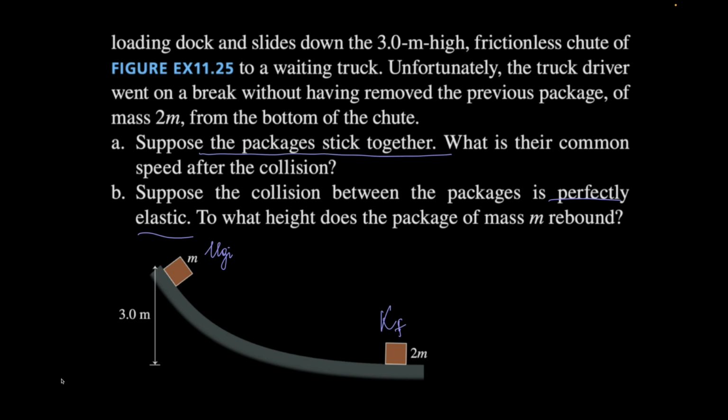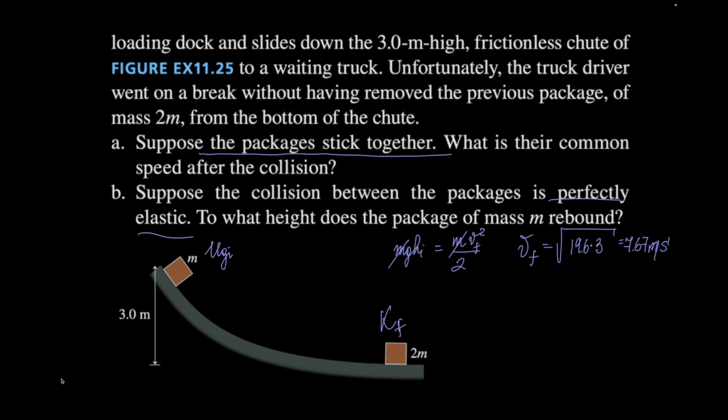Let's start with A. First off, for A or B, we need to figure out the speed of package M right before the collision. So that's what we're going to do first. mgh initial equals mv final squared over 2. Blissfully cancel m. And then the v final right before the collision for the first object is going to be root of 19.6 times 3, 7.67 meters per second. That is the speed of this object right before it collides with 2m.